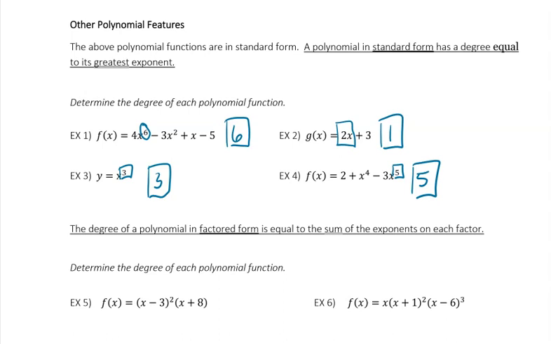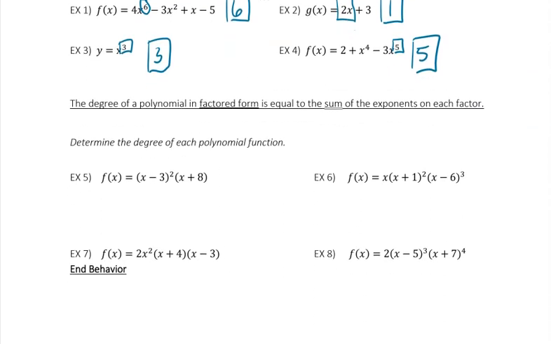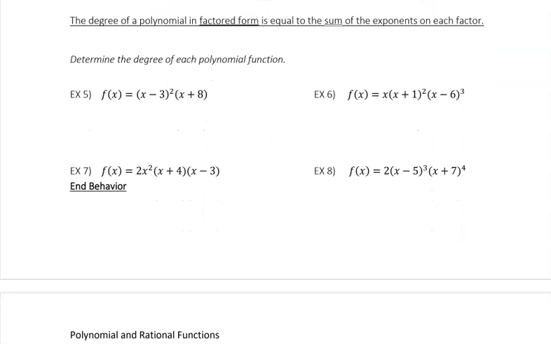Now, it's a little trickier if they are not all multiplied out and in standard form. The degree of a polynomial in factored form is equal to the sum of the exponents on each factor. So for example 5, we're going to look at each factor, which we have 2. Each of those is a factor, and we're going to see the degrees on them. So we have degree 2, and then if there's nothing there, the exponent is 1. So for the degree, we add those two exponents, and we get that it's degree 3.